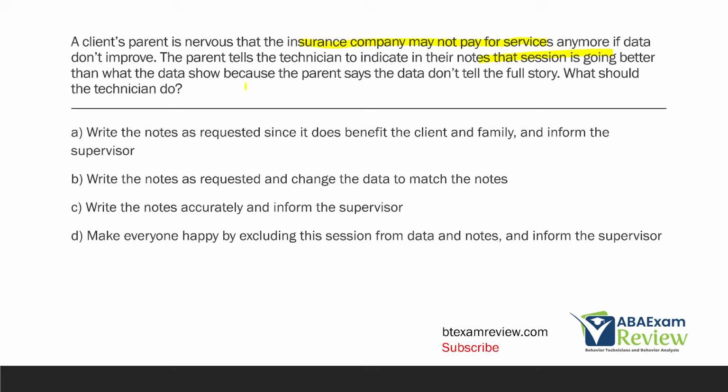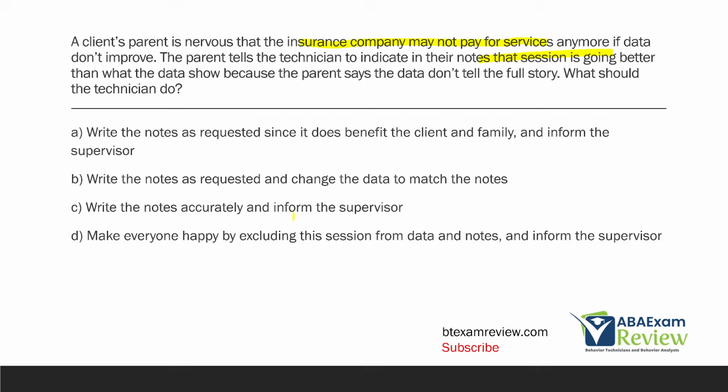A, write the notes as requested since it does benefit the client and family, and inform the supervisor. No, we cannot lie in our session notes. It's unethical. It's probably illegal depending on the health laws, right? Never, ever misrepresent data or what happened. B, write the notes as requested and change the data to match the notes. Definitely not. Do not alter data after the fact. Data should be as objective as possible.